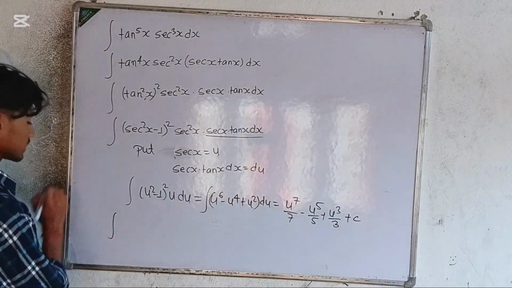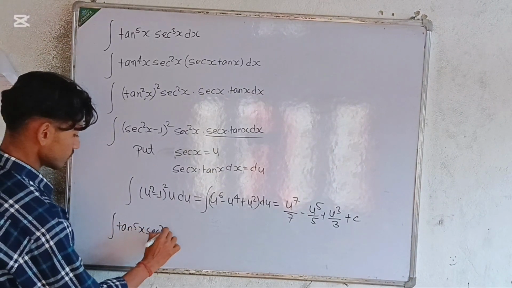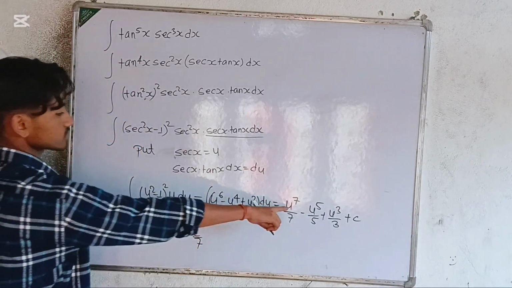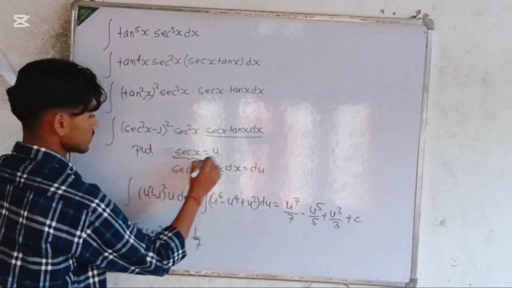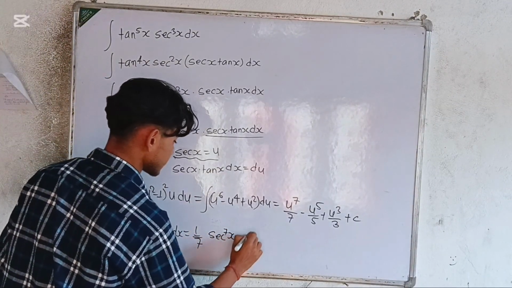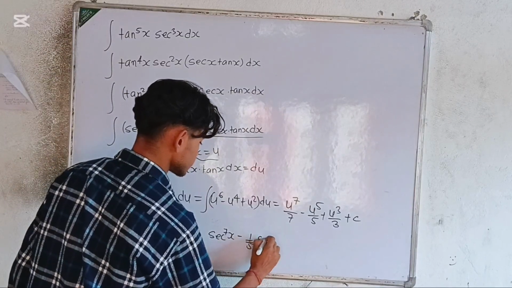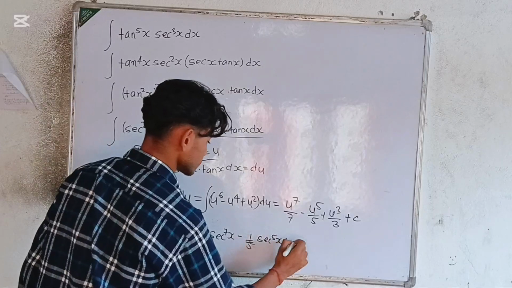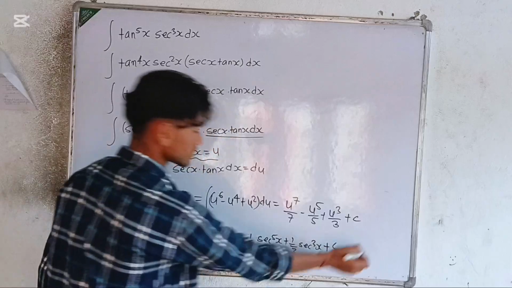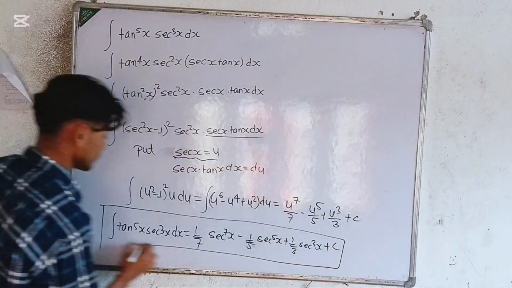So finally the answer of our integral, that is tan to the 5th x secant cubed x dx, is basically 1 over 7, and in terms of u you have to replace your function, the previous function secant x. So it is going to be 1 over 7 secant to the 7th x minus 1 over 5 secant to the 5th x plus 1 over 3 secant cubed x plus some constant c. So this is what our integral finally looks like.